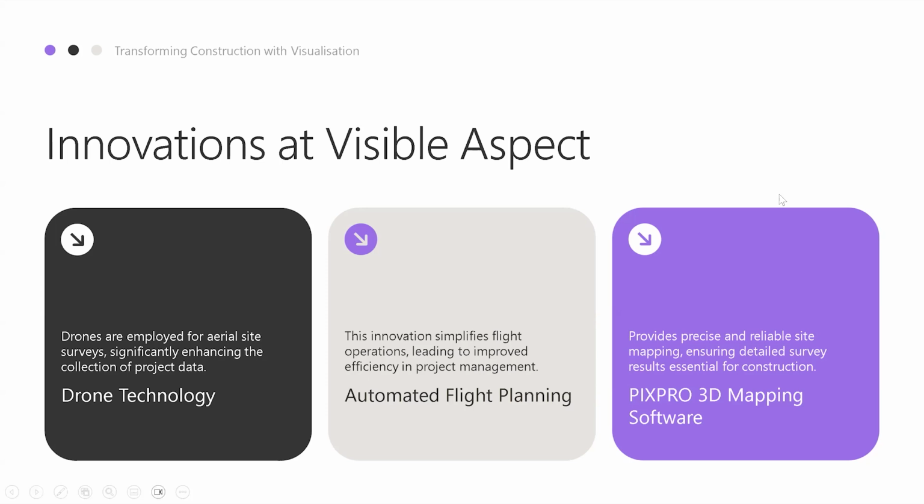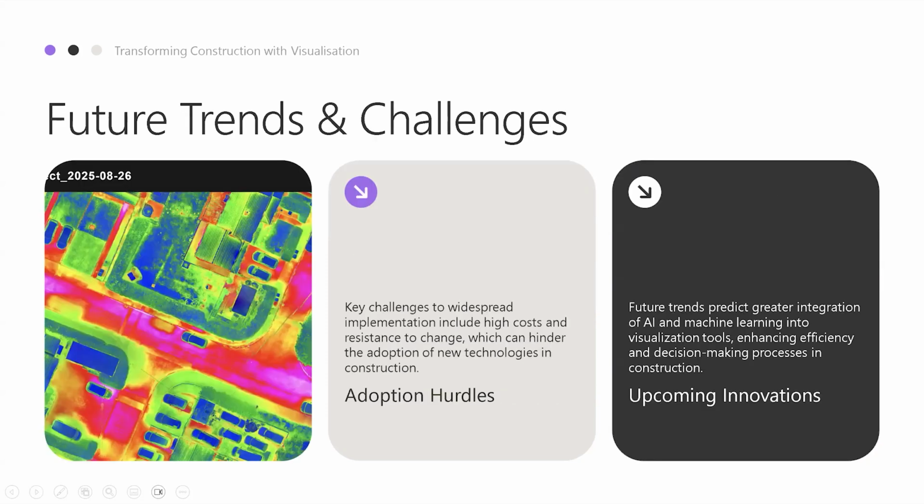It's pretty good. So, future trends and challenges, adoption hurdles. As I said earlier, key challenges to widespread implementation include high costs and resistance to change, which can hinder the adoption of new technologies in construction. But upcoming innovations, future trends predict greater integration of AI and machine learning into visualization tools, enhancing efficiency and decision-making processes in construction.